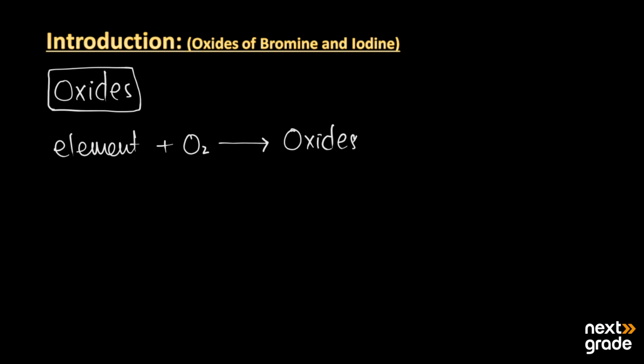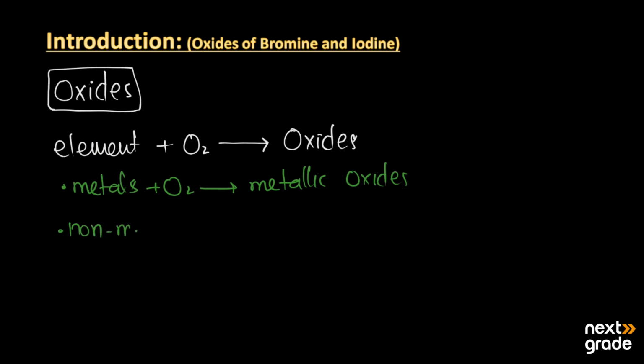So, what type of elements can make oxides? Metals, when they react with oxygen, form metallic oxides. Likewise, non-metals, when they react with oxygen, produce oxides called non-metallic oxides. So both types of elements can react with oxygen.